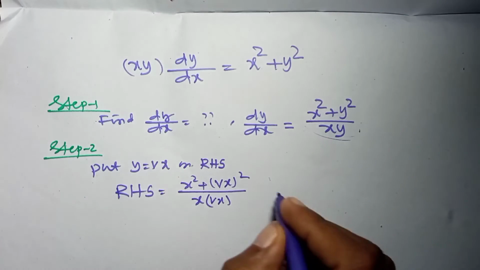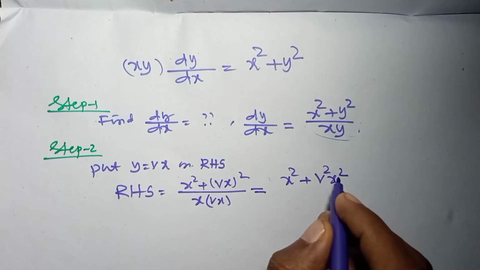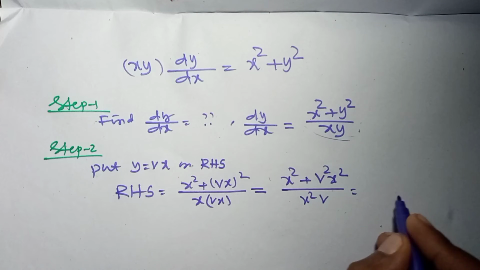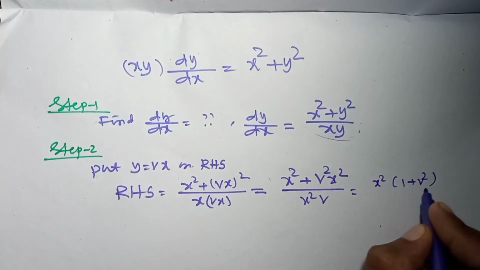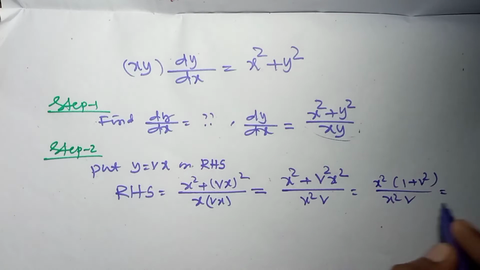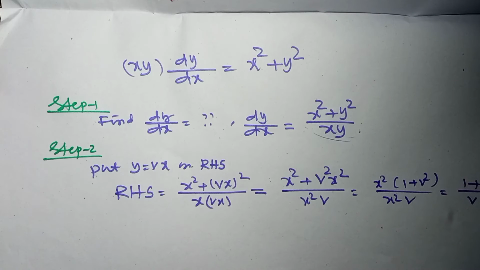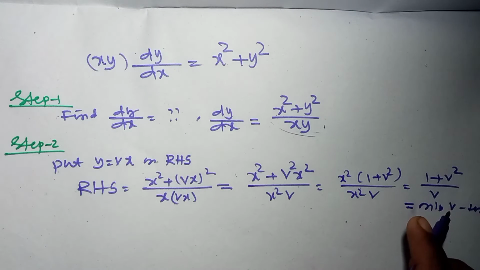So after simplification it will be x square plus v square x square upon x square into v. Taking x square common, it will be x square into 1 plus v square upon x square v. After cancelling the x square term I will be left with 1 plus v square by v. So here only v terms are left. Only v terms are there. It does not contain any x terms. So this differential equation will be a homogeneous differential equation.